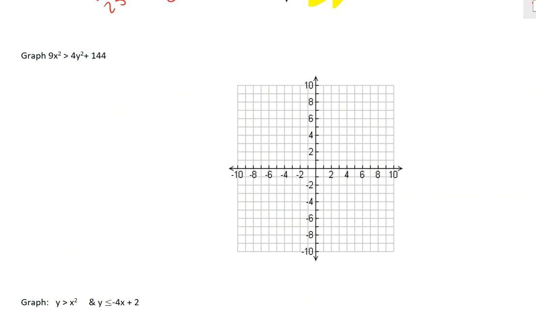The next example we're going to see is 9x squared is greater than 4y squared plus 144. What we're going to do with this one is subtract the 4y squared, and that will be greater than 144. We'll divide both sides by 144, setting it equal to 1, and you're going to see that this is a hyperbola. Go ahead and pause it and graph the hyperbola, and then resume it to see if your hyperbola matches what you'll see on the screen.